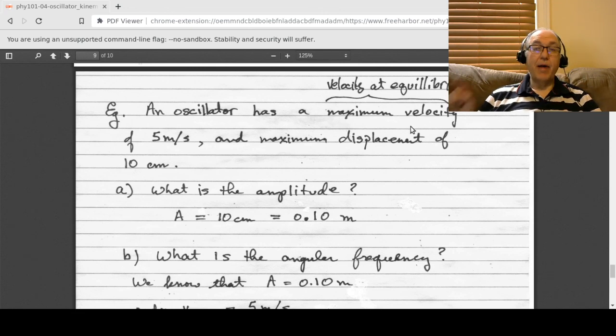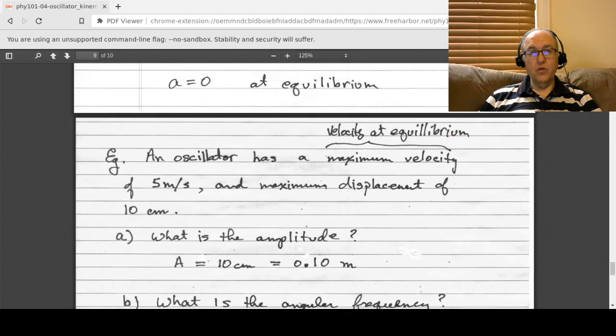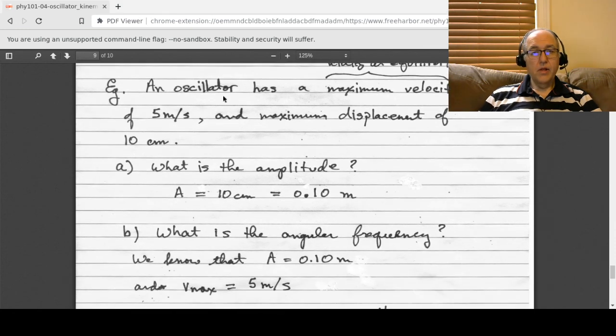I said maximum velocity, but I expect you to know that maximum velocity occurs where? It occurs at equilibrium. You'll notice that I put a little bracket up here, and what I'm saying is, when you see a word problem like this on a test or one of the quizzes, you'll see maximum velocity, but I expect you in the back of your mind to understand that maximum velocity occurs at equilibrium. We'll see that as the word problem goes on. Great, we've set up the situation. We have an oscillator with a maximum velocity of 5 meters per second and a maximum displacement of 10 centimeters.